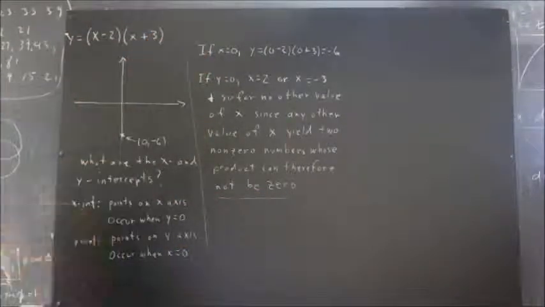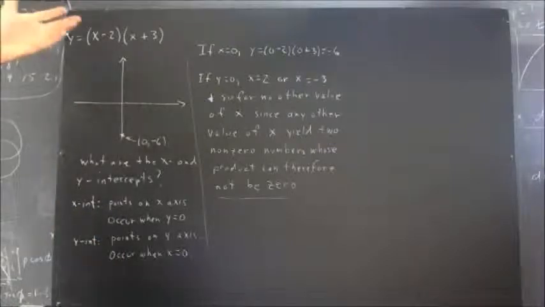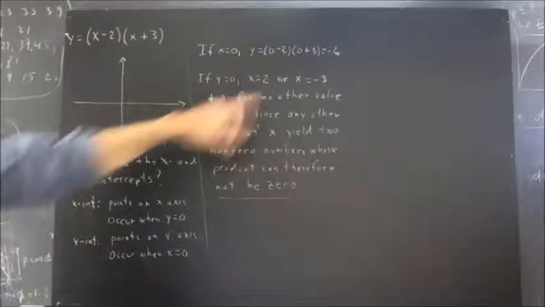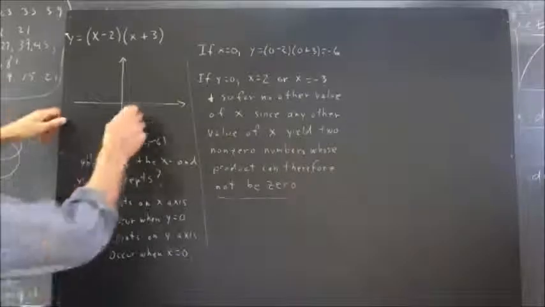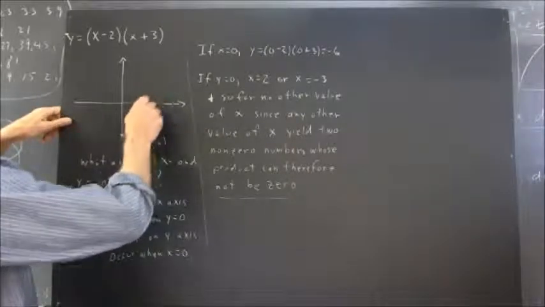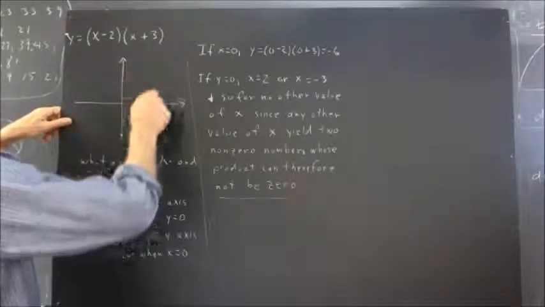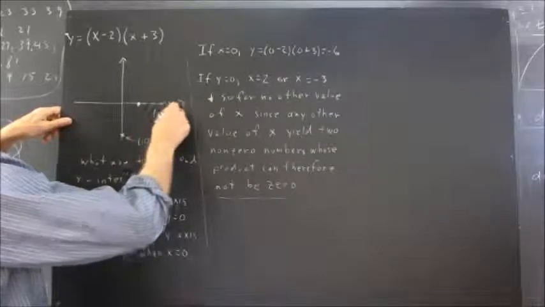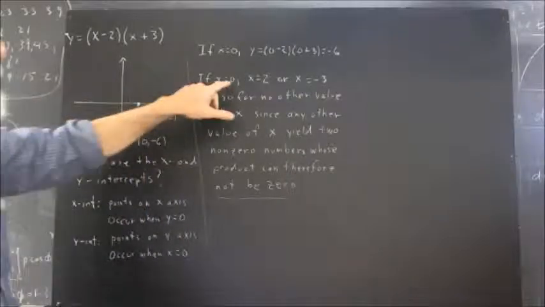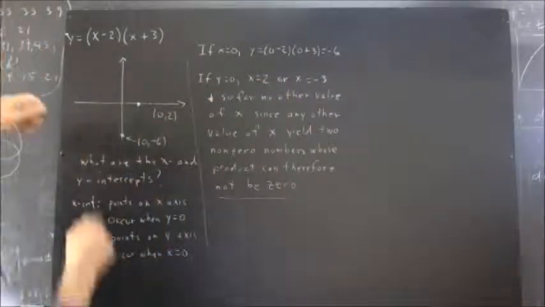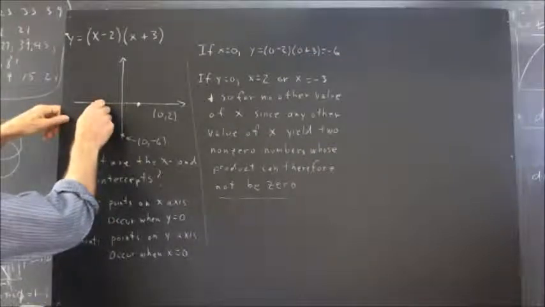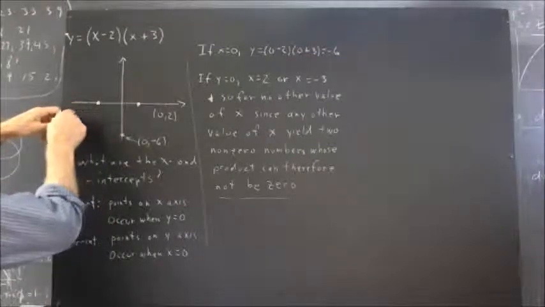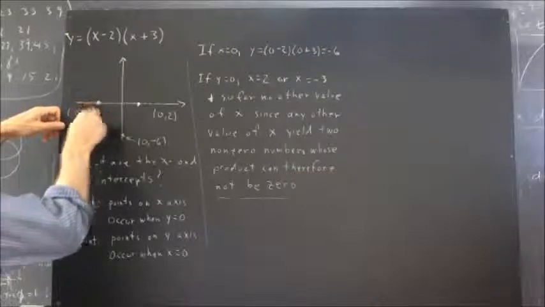Now, on the graph, I'm going to indicate that simply by saying, well, okay, y is 0 when x is 2, which is going to give us the point 2, 0 on the graph. So here's our point 2, 0. And y is 0 when x is negative 3, so we also have the point negative 3, 0 on the graph.